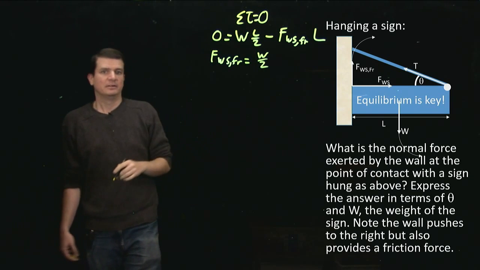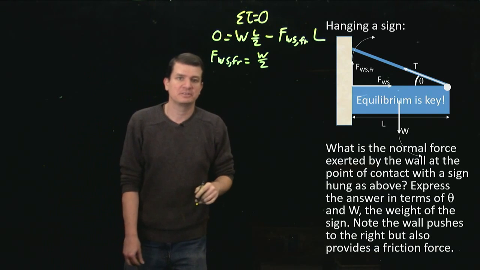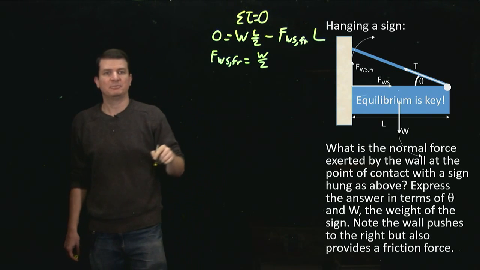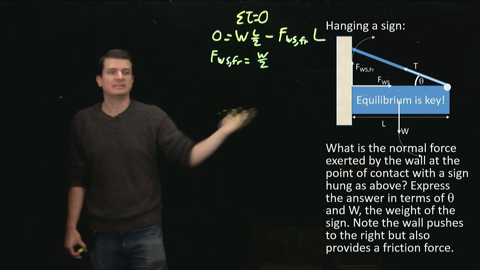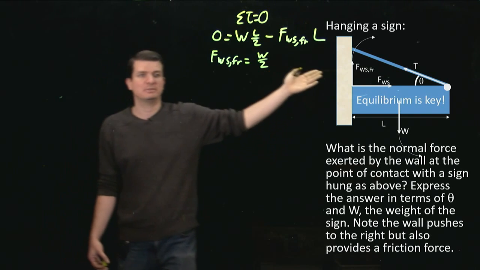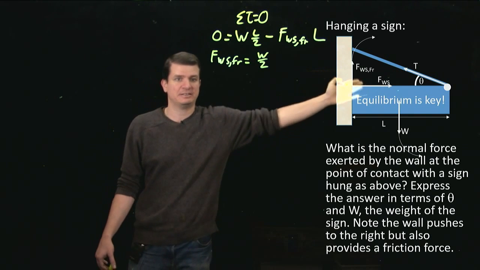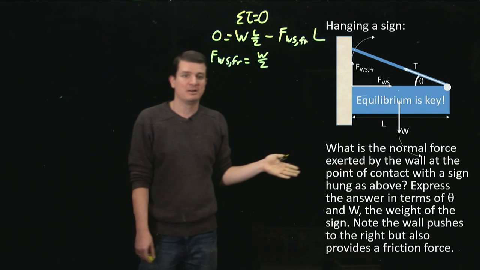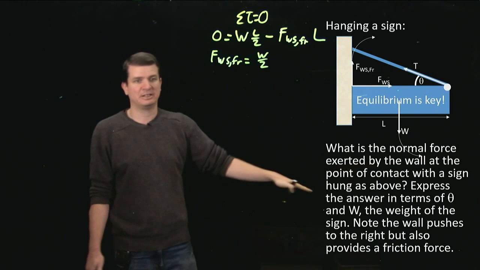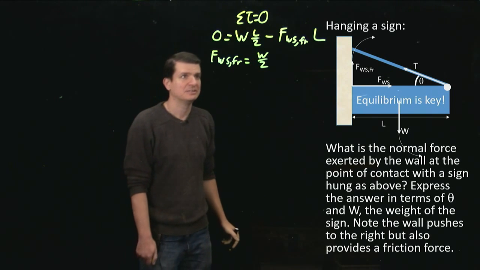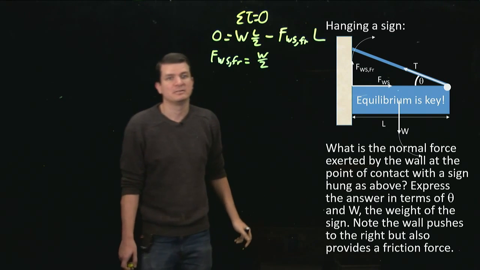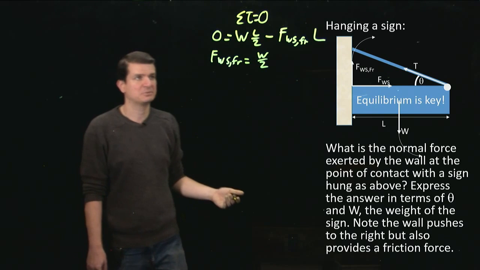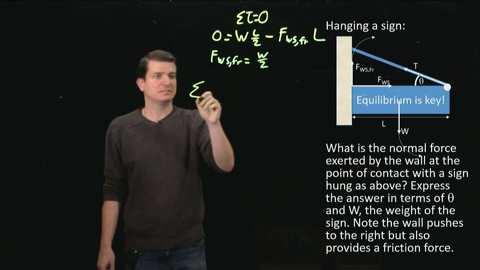Okay, which would be great if we knew what the coefficient of friction was, because then we could figure out what the normal force is, and that's exactly the force we're looking for. That's what this F_W,S represents here. That's the normal force from the wall on the sign, and that's what we're looking for. But we don't know mu, and we're not allowed to leave our answer in terms of mu, so we've got to keep going. So here again, we need to apply some translational equilibrium. So let's go ahead and do that.